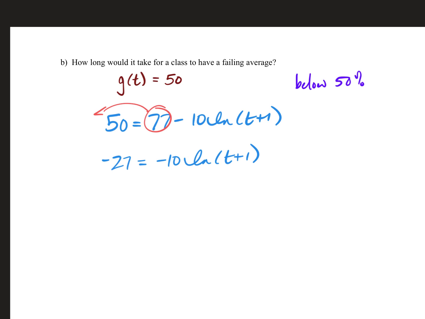But now I have the coefficient on my log. I do not have a single log. So let's divide out that negative 10. Now, I would get into the habit of writing that. We discussed during exponential growth and decay, sometimes those numbers are not going to work out nice and neat, and we do not want to round partway through a solution.